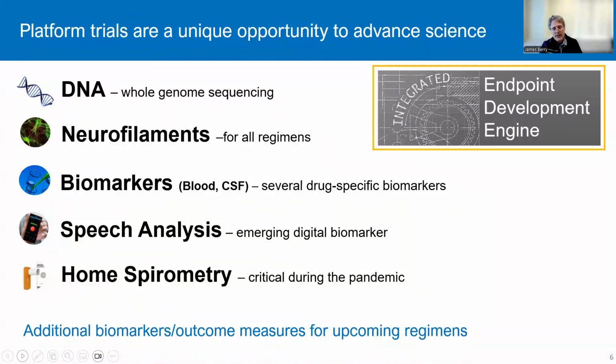Today, we're going to talk about another kind of digital portable mobile endpoint called home spirometry, which was really critical during the pandemic and allows us to look at how it works. Spirometry means lung testing. This is when we have people blow into a tube and it tells us about how much air they can blow out and how quickly they can blow that out.